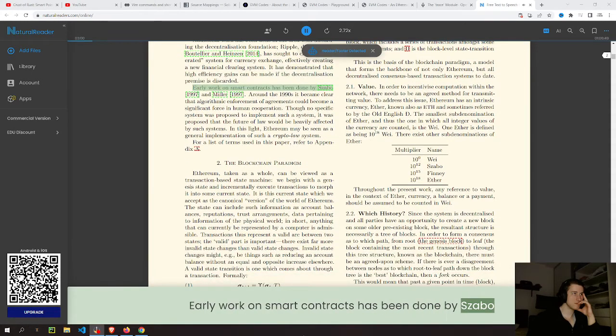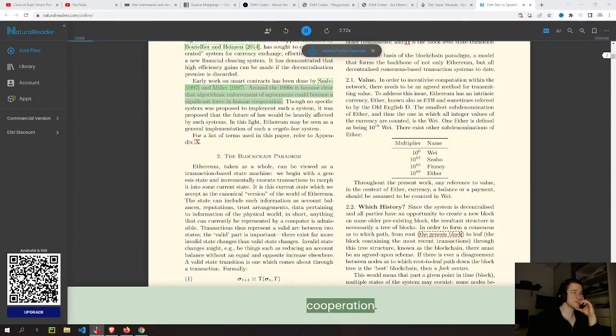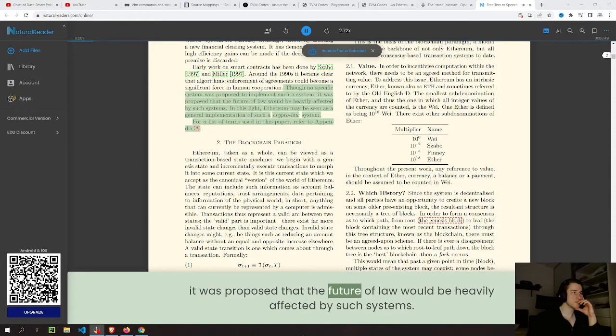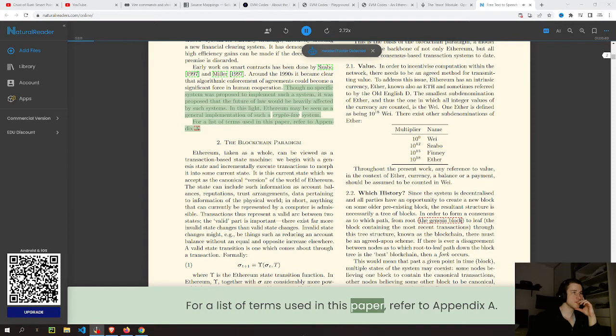Early work on smart contracts has been done by Szabo and Miller. Around the 1990s, it became clear that algorithmic enforcement of agreements could become a significant force in human cooperation. Though no specific system was proposed to implement such a system, it was proposed that the future of law would be heavily affected by such systems. In this light, Ethereum may be seen as a general implementation of such a crypto law system. For a list of terms used in this paper, refer to Appendix A.